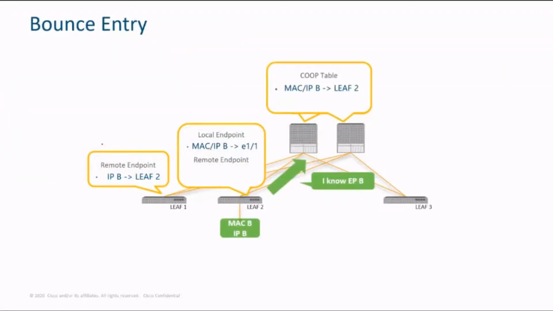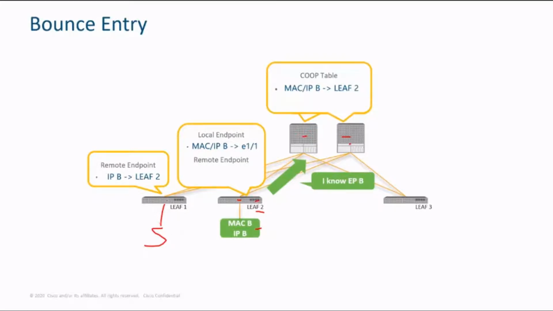The last thing we're going to talk about is a bounce entry. So think about this scenario. We've got a few things to digest here. We have a local endpoint on leaf 2. Let's say it's a virtual machine. It's got an IP and a MAC, and leaf 2 knows about its IP and MAC, and it updated the spines. So the spines know that that green endpoint is behind leaf 2. And let's say there's another server here behind leaf 1.